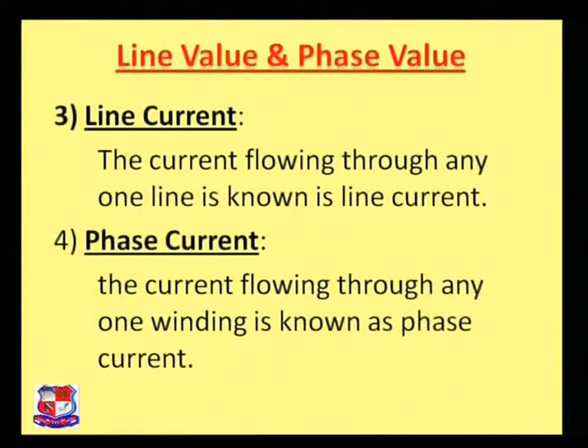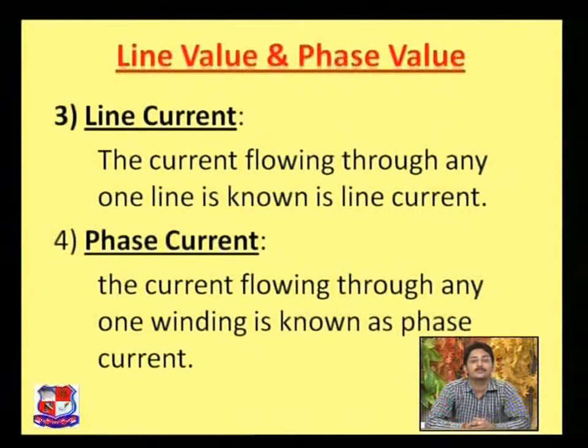Now the line current and the phase current. The current flowing through any one line is known as a line current. Like IA is a line current for transmission line A, IB is a line current for transmission line B, and IC is a line current for transmission line C. The phase current: whatever phase you are considering, the current flowing through that phase is known as a phase current. Generally the line current and the phase current are the same.